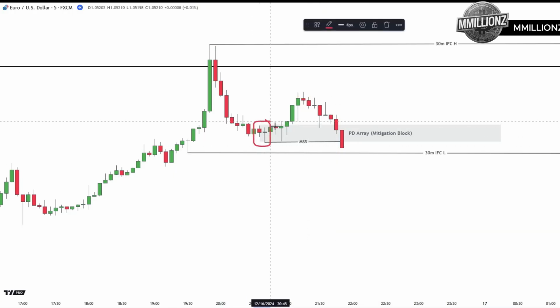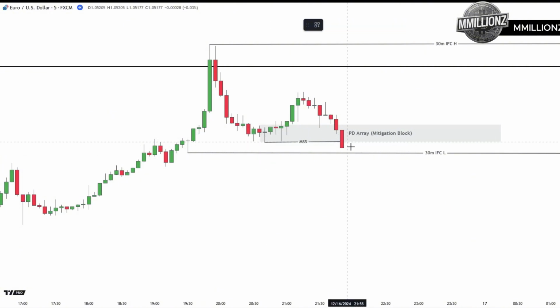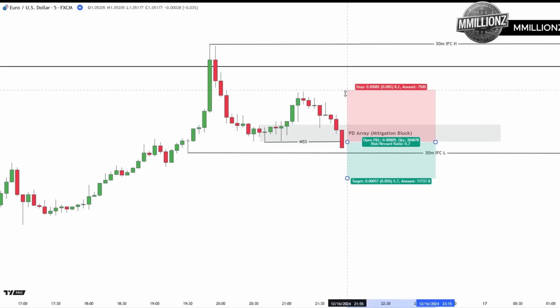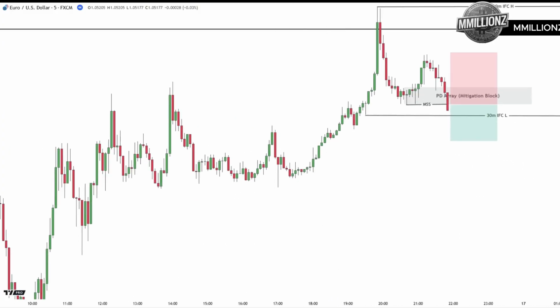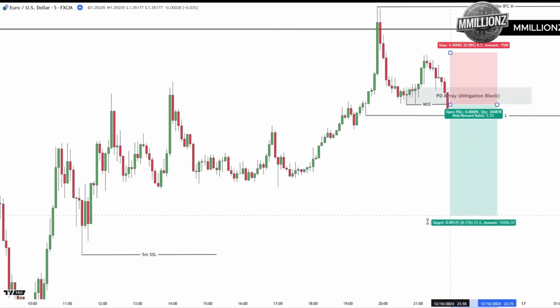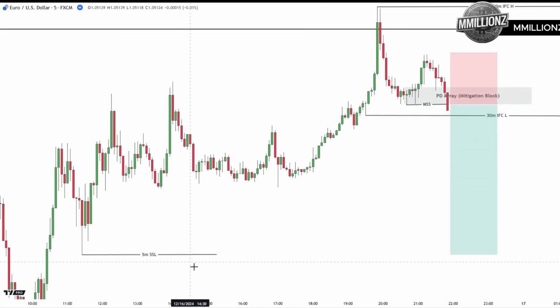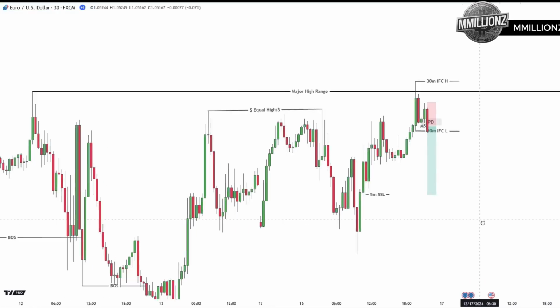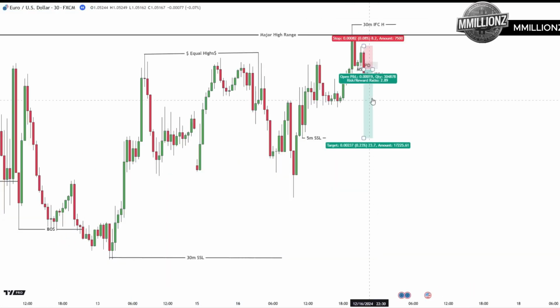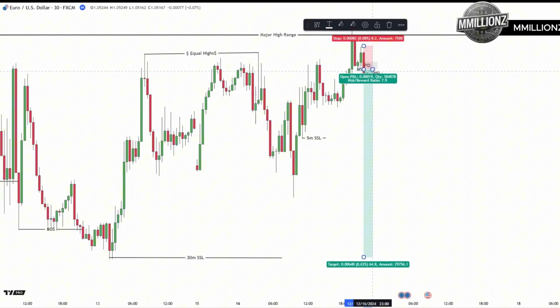These last 2 down close candles represent the 5-minute PD array, which is the mitigation block. I'm setting my entry at the lowest point of the mitigation block and placing my stop loss just above this swing high. For take profit, you have 2 options. Target either the closest 5-minute sell-side liquidity, which is located here, or target the 30-minute time frame sell-side liquidity, which is over here. I'm opting for a more aggressive approach by targeting the 30-minute time frame swing low, offering about an 8-to-1 risk-to-reward ratio.